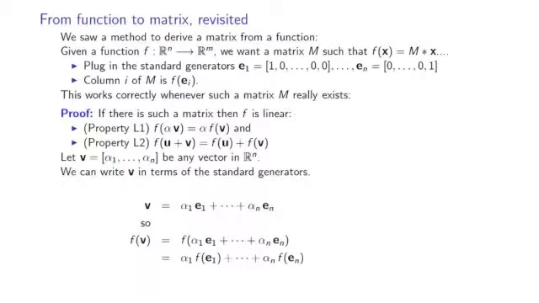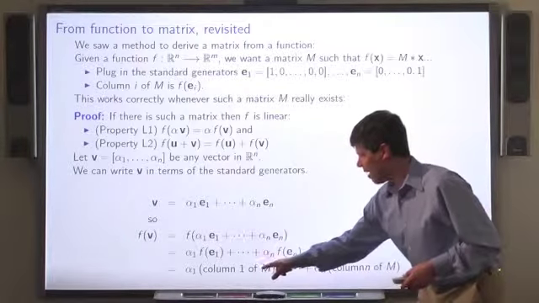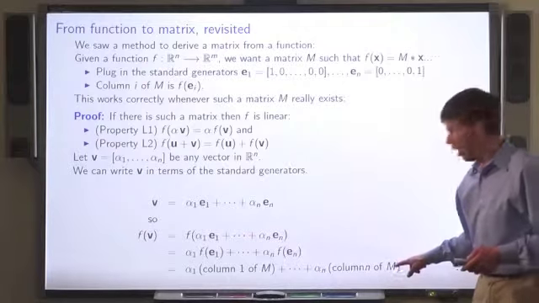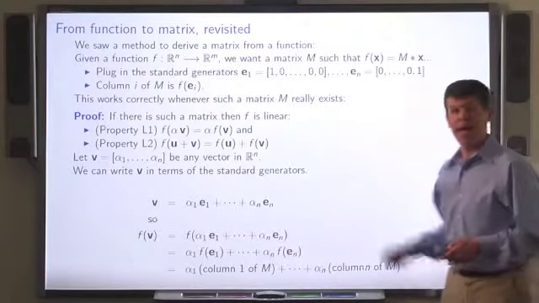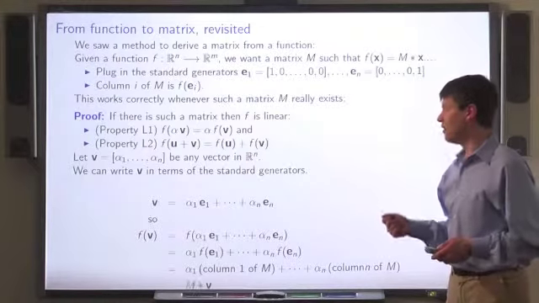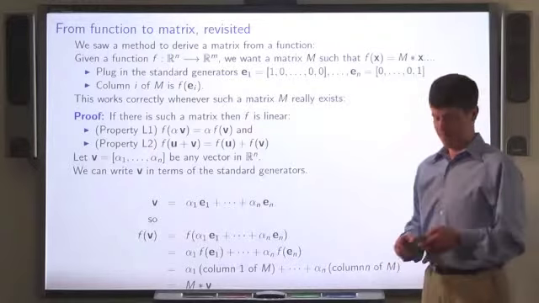We define the matrix M so that its first column is f of e1, its second column is f of e2, and so on. So we replace these by column 1 of M, and so on. So what we have is a linear combination of the columns of M. And by the linear combination definition of matrix vector multiplication, that's the product of M times the vector v.